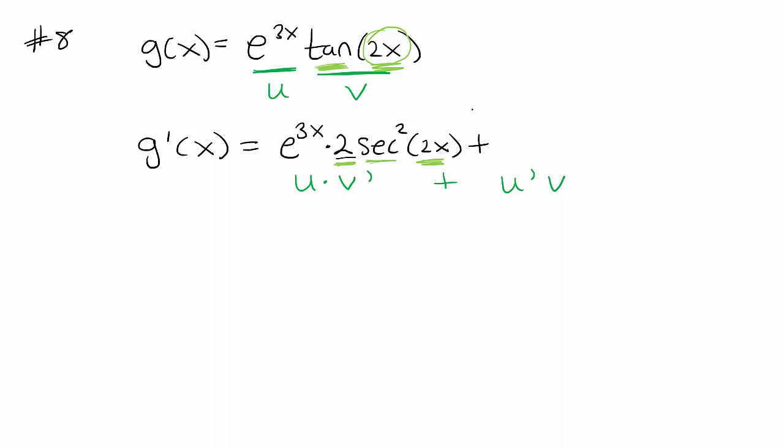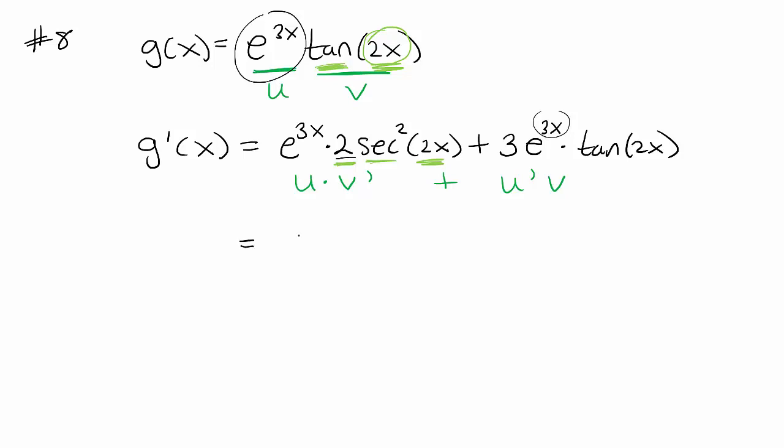That's the first term. And then the second term, you take the derivative of e to the 3x first. So you keep the exponential function. You look at its derivative, look at its exponent, 3x. Find the derivative of the exponent, which is 3, multiply that to the front. And then I'm keeping the v part, which is the tangent, 2x.